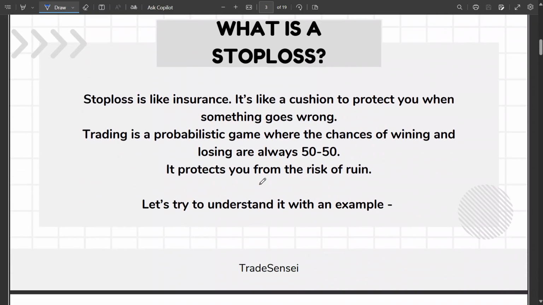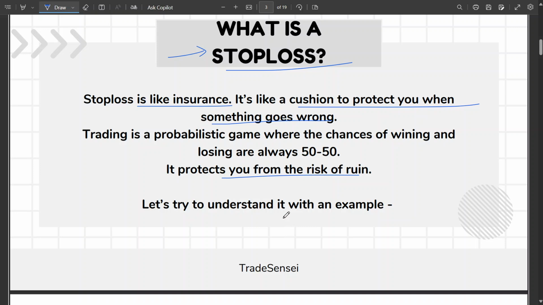So the first question that comes to mind is simply, what is a stop loss, right? So stop loss is like insurance. It's like a cushion to protect you when something goes wrong. Trading is a probabilistic game where the chances of winning and losing are always 50-50, right? So that is the basic crux, although it can be increased or decreased depending upon your skill level and luck as well. But overall, trading is a game of 50-50, right? So the work that stop loss does is that it protects you from the risk of ruin, right? It protects you from completely ruining your capital, like completely losing your capital, right?